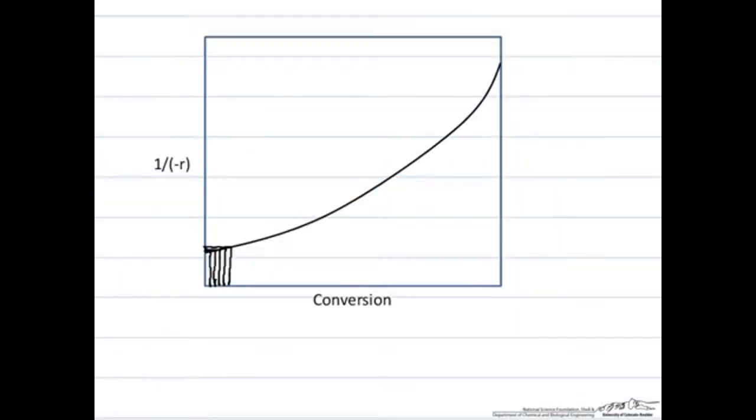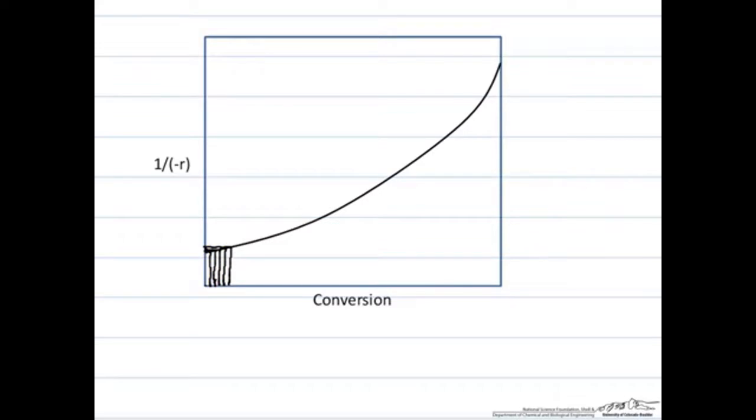Now let's consider a case where we have a number of CSTRs in series, and what I've sketched here is what those first few tiny CSTRs would look like. And so we'd be determining the area of each of these rectangles and summing them up to the final conversion if we had a lot of very small CSTRs. Again, the volume of each CSTR would be proportional to the area of each of these rectangles.